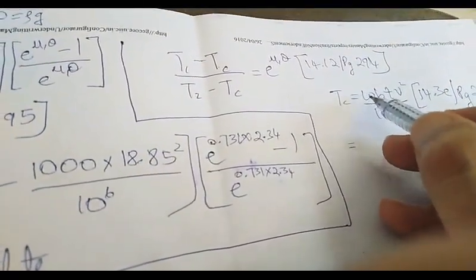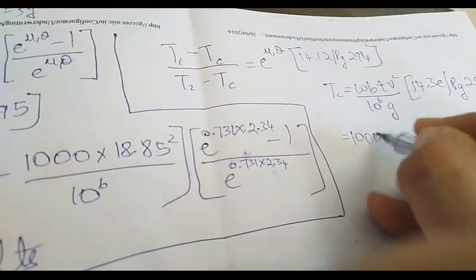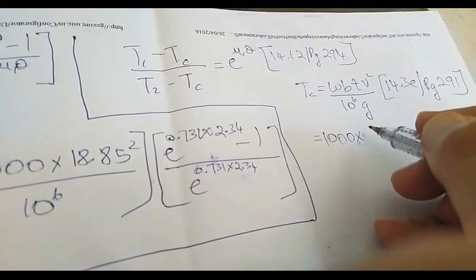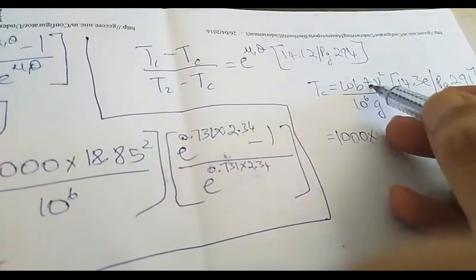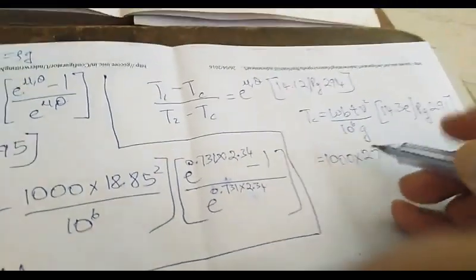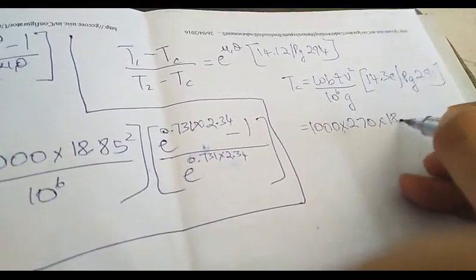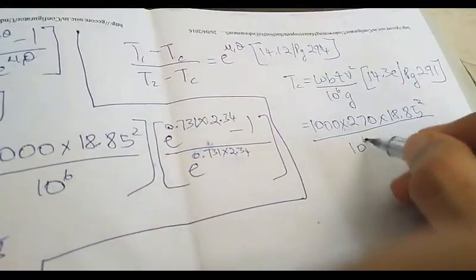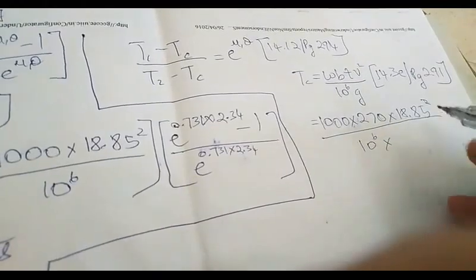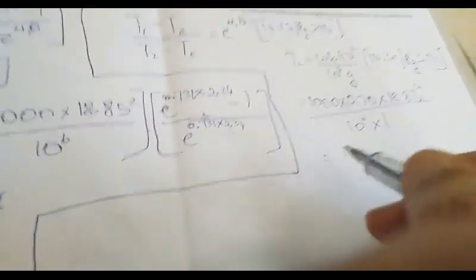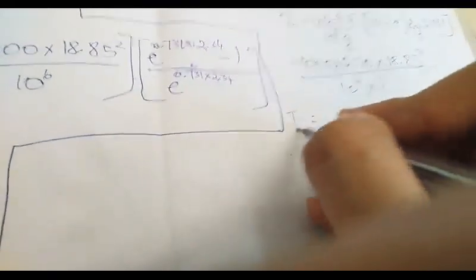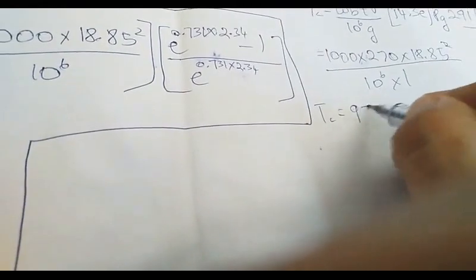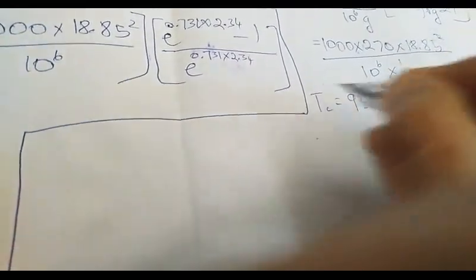W again is rho G, and G will cancel. I'll write 1000. Here the area B into T is the area. They have given it as 270, and V is 18.85 square, divided by 10 power 6. So G is cancelled. You will write it as 1. So the value of TC I'll get as 95.94 newtons.